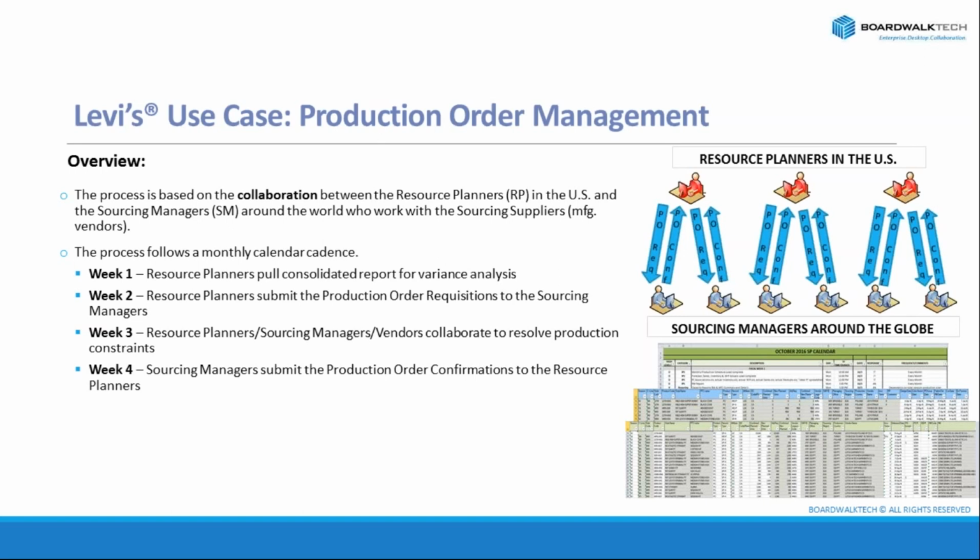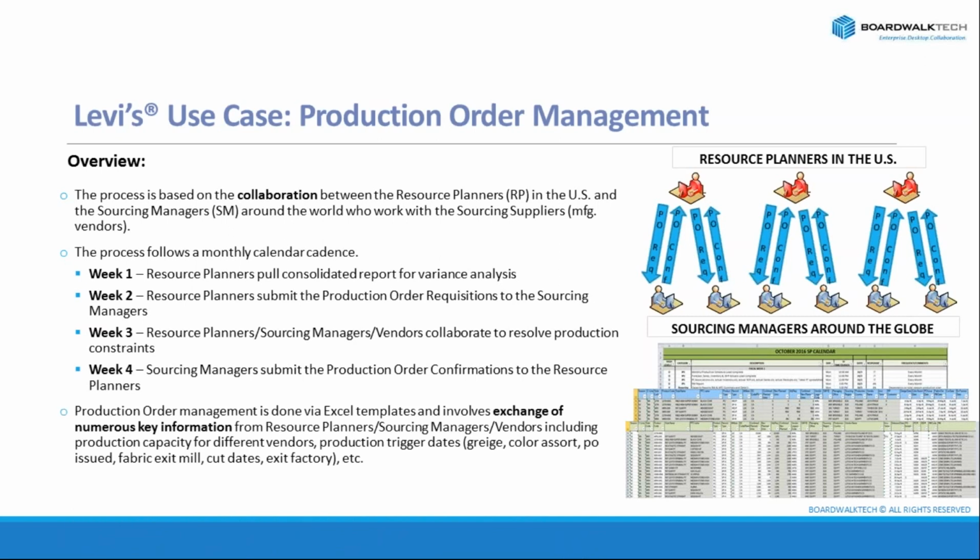And finally, in week 4 or 5, the sourcing managers will input the data collected and agreed upon with the vendors and submit the production confirmation back to the resource planners for review. So in summary, week 1, we see what we need. Week 2, this is the product I need and how much I need and by when. In week 3, we figure out what the vendors can do based on what was requested. And weeks 4 and 5, they send back the confirmation.